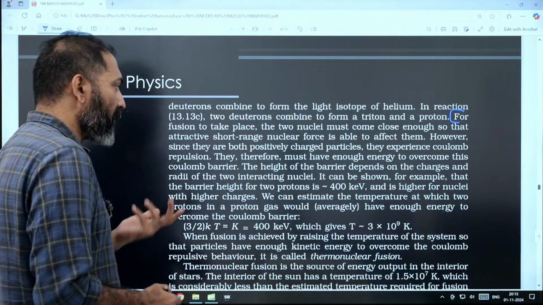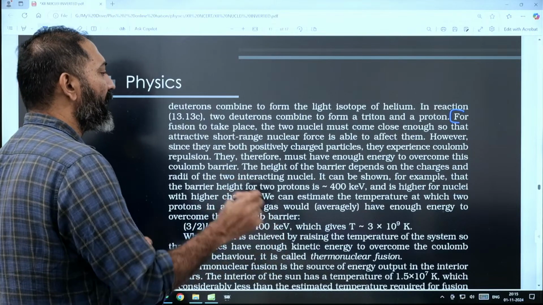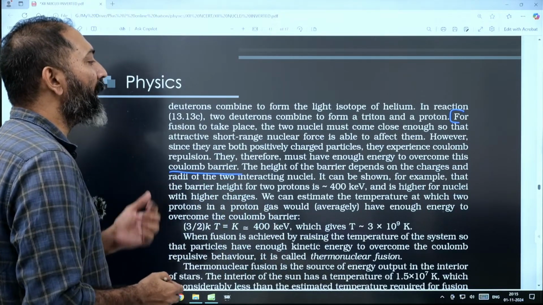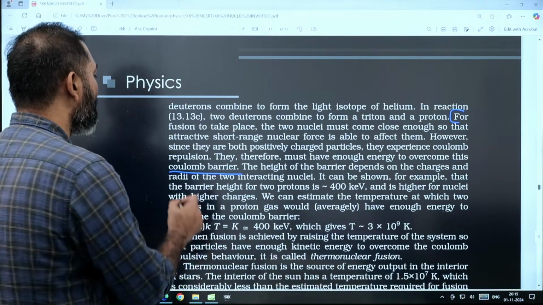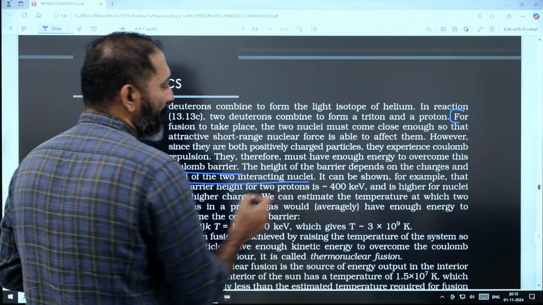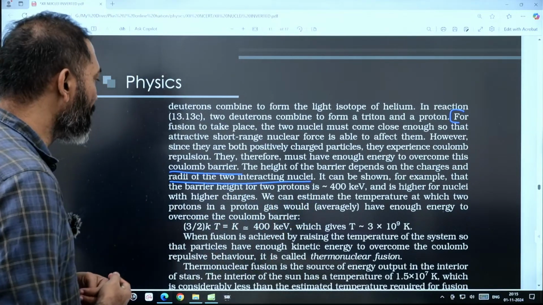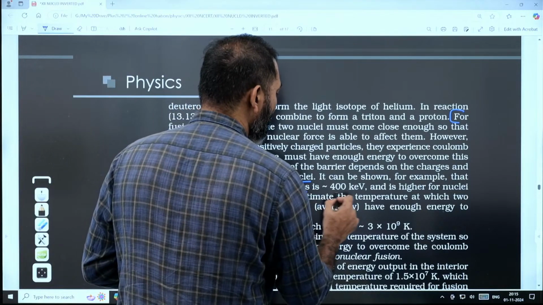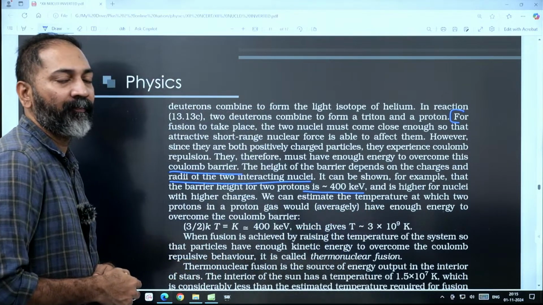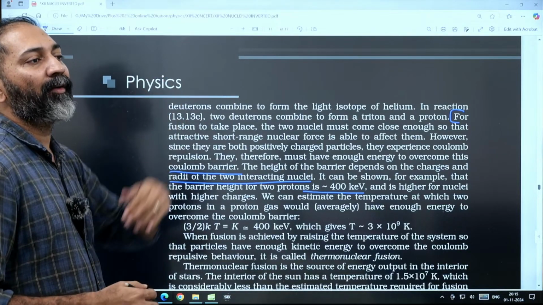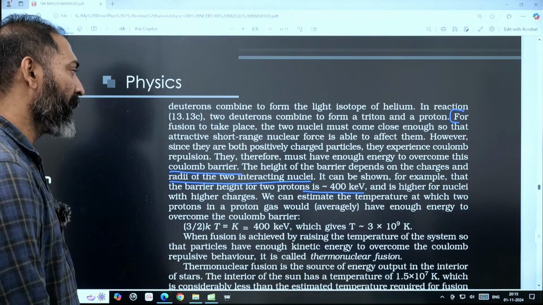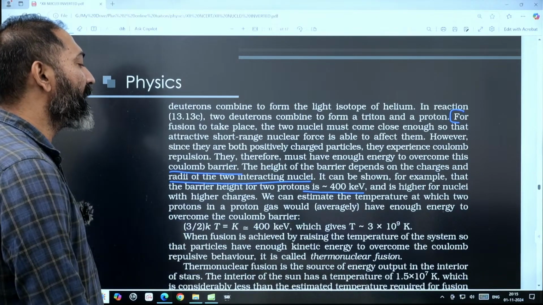They, therefore, must have enough energy to overcome this Coulombic barrier. The height of the barrier depends on the charges and the radii of the interacting nuclei. It can be shown, for example, that the barrier height of two protons is around 400 keV, and is higher for nuclei with higher charges.